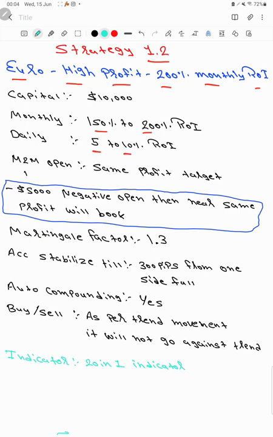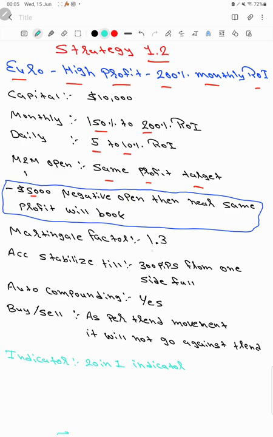5 to 10%. The M2M open for the strategy will be the same as per the profit target only. So let's understand for a clear confirmation. Let's say on a $10,000 account or a $20,000 account, the $5,000 negative M2M is open, then nearly similar profit only will be booked. Let's say $5,000 M2M is open, it means almost nearly $4,500 to $5,000 profit only will be booked. So it will be the same as per the profit target only.